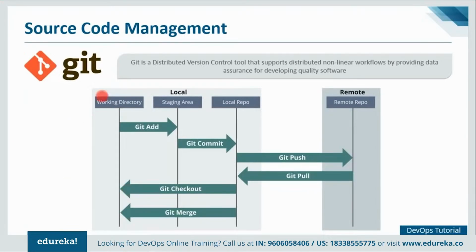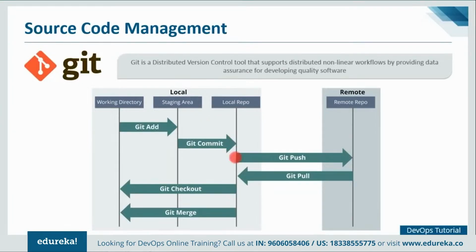So I have a working directory here. Now, in order to add that to my local repository, I need to first perform git add, that will add it to my staging area. Staging area is nothing but an area between the working directory and the local repository. After git add, I can go ahead and execute git commit, which will add the changes to my local repository.